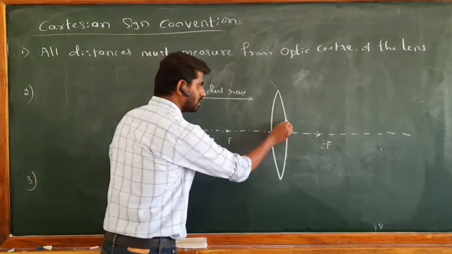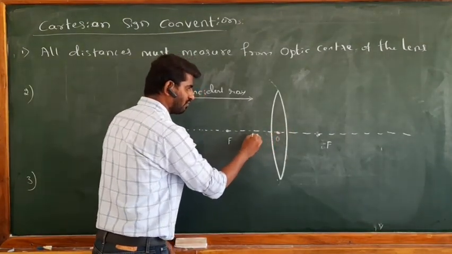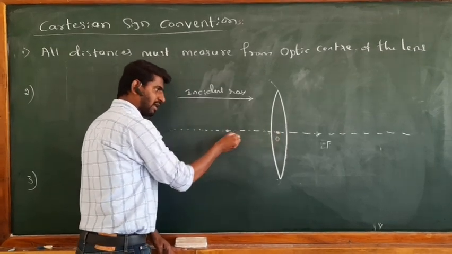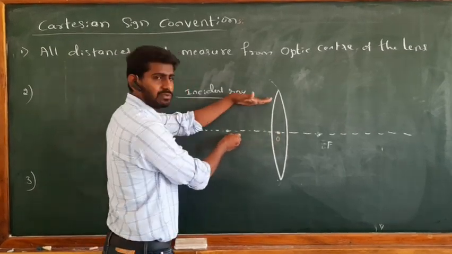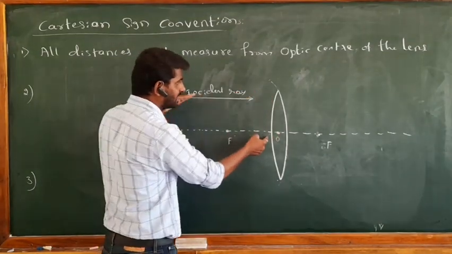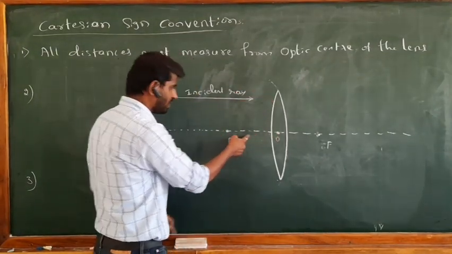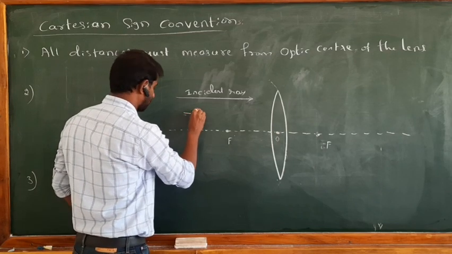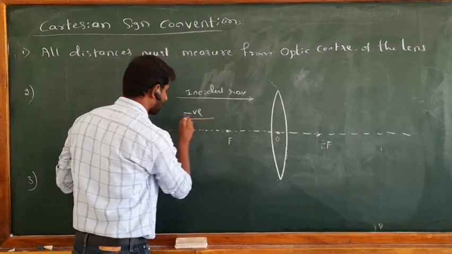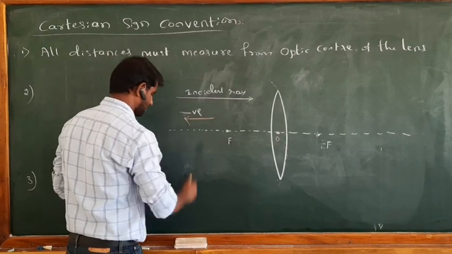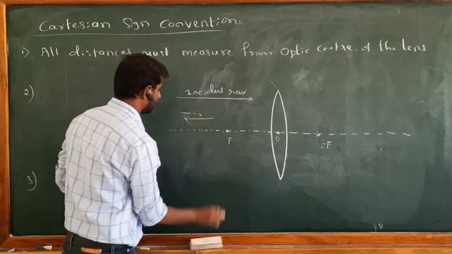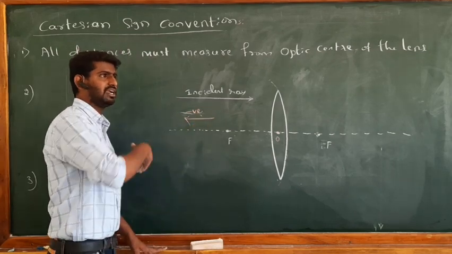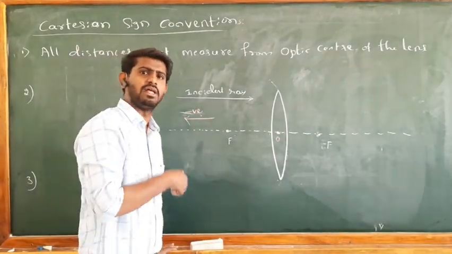So when I measure this, 1, 2, 3, 4, 5, 6 like this, see my direction of measurement is in this way and the direction of the incident ray is in this way. So the direction of measurement is opposite to the incident ray. So now we should take all these distances as negative. These are negative distances. If the distances are measured in a direction opposite to the incident ray, we should take them as negative.